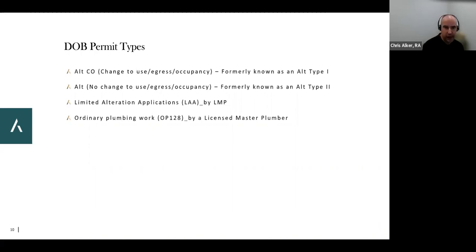And I will point out that if you're combining apartments, it used to be technically that you're changing the occupancy, right? Because now I have one apartment, not two, but you're actually reducing the load on the building, right? And you have to take out a kitchen to do that, but they made a change in the law where you can do an apartment combination under an Alt Type 2, just a regular Alt, not an Alt CO.